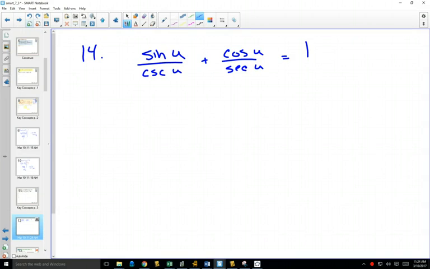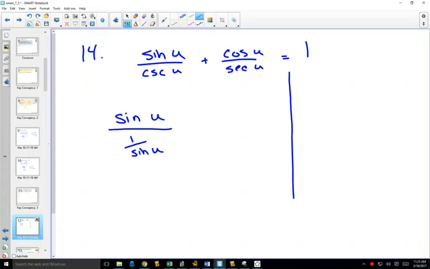So again, we rewrite the equation, draw our line, and what can we change? Well, if we use that strategy we had before and we change things to sine and cos, what can I change cosecant to? I can change it to 1 over sine u. Here I have cos. What can I change secant to? 1 over cos u.